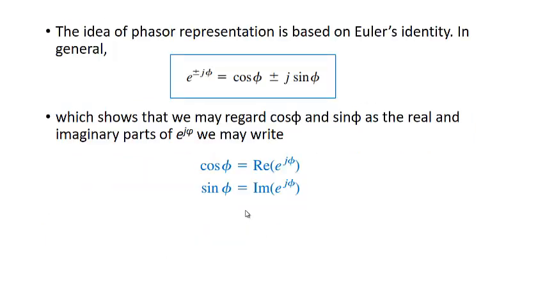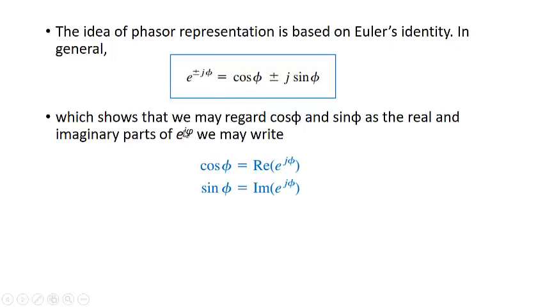Now coming to this, the idea of the phasor representation is based on Euler's identity. It is very important and you have to remember this: e raised to the power plus minus j phi is equal to cos of phi plus minus j sine of phi. This is the basis of the phasors. So when it is plus, e raised to the power j phi is equal to cos phi plus j sine phi, and e raised to the power minus j phi is equal to cos phi minus j sine phi.